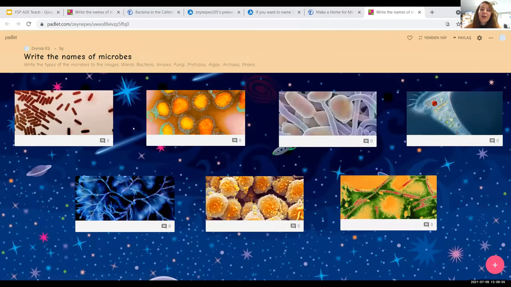Okay, now I'm asking you to write the names of these microbes. And here I gave some tips for words. Which one is bacteria, which one is fungi, which one is viruses, which one is algae. Let's try to guess them. I will wait for your comments and then I will write the right names, okay?